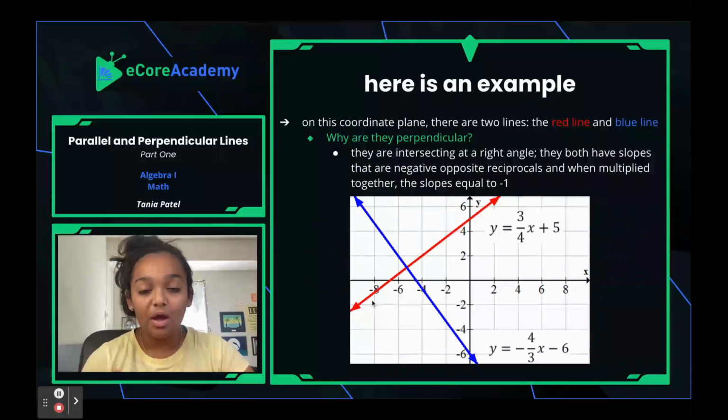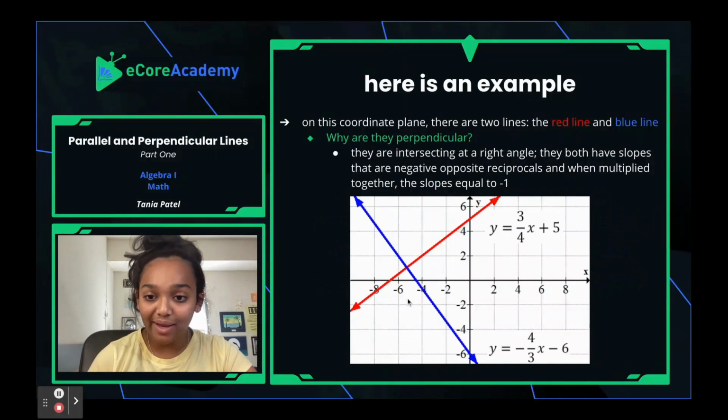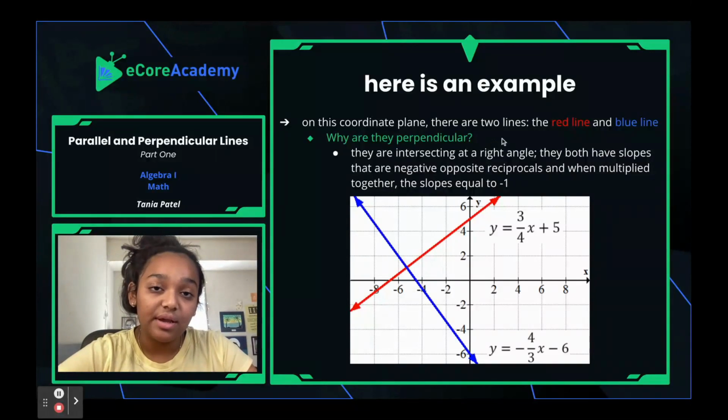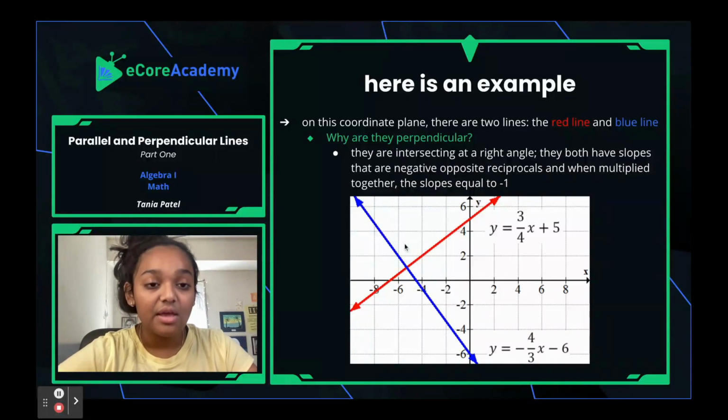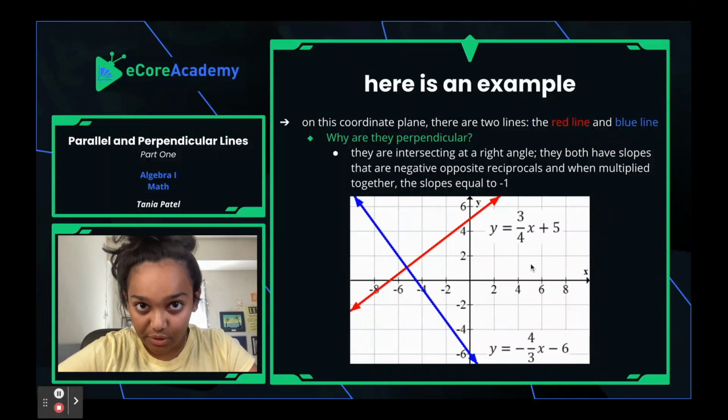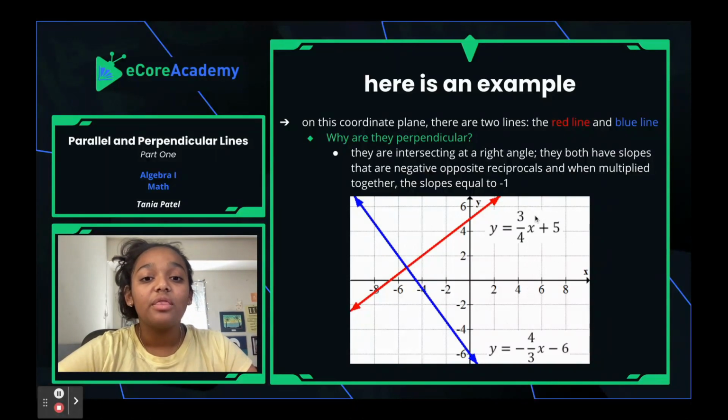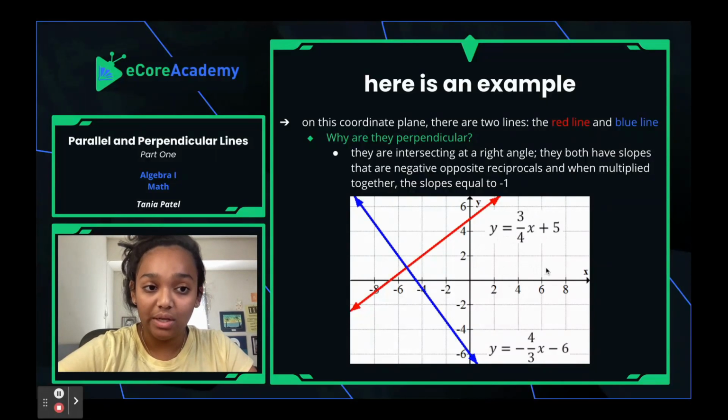Here is an example. On this coordinate plane, there are two lines, the red line and the blue line. These lines are perpendicular, but why are they perpendicular is the question. Well, number one, they're intersecting at a right angle. But as you can see, there's no notation to kind of assure you of that. Therefore, you have to look at the slopes of each equation, and that should be your first resort. They both have a slope that when multiplied, will equal -1 together, because the slopes are negative opposite reciprocals of one another.